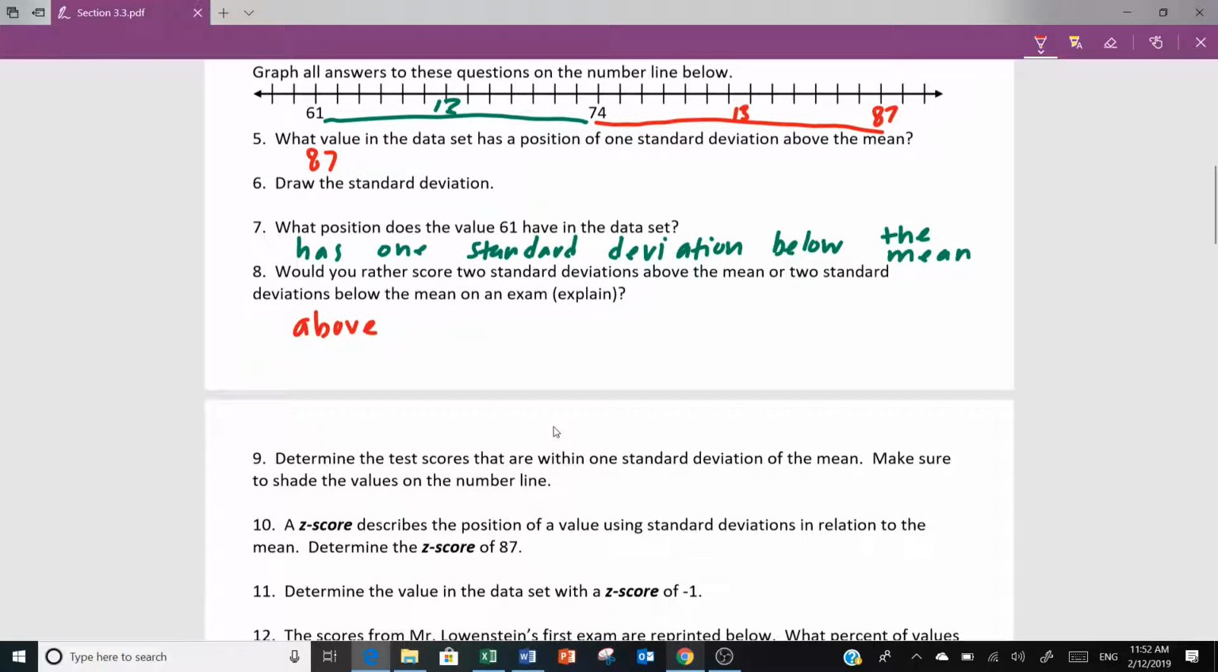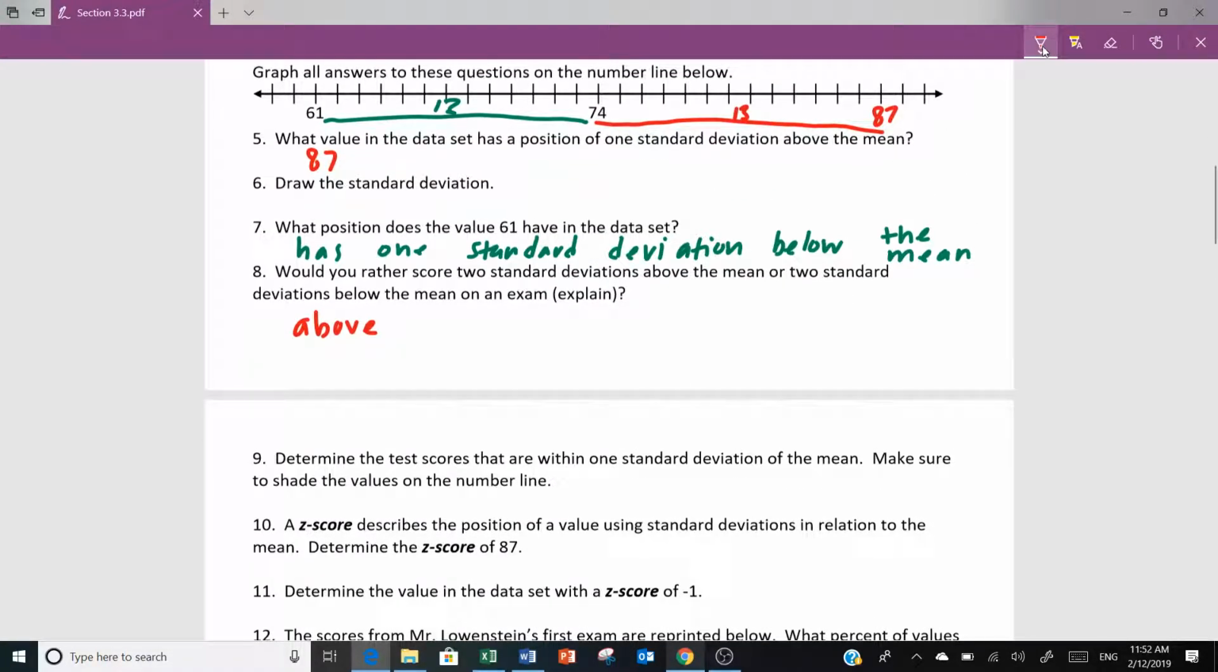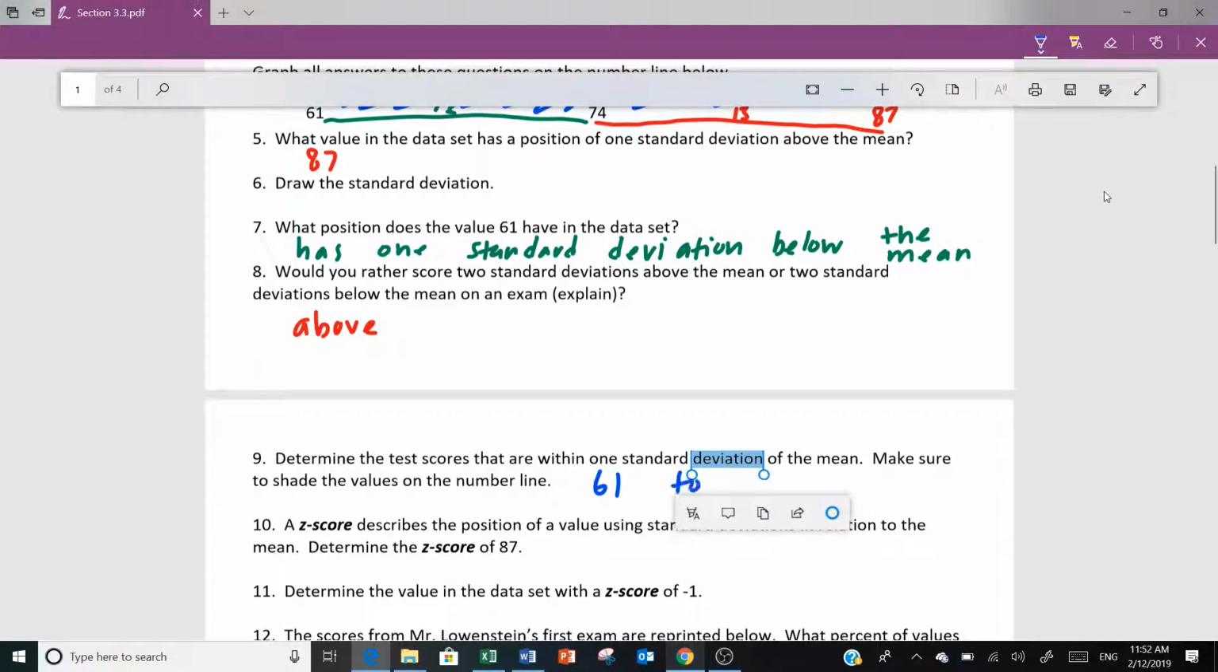What did you write for number 9? I said, I didn't write, I just shaded them in. Okay, well that's both answers. Okay, both shading. So within one means no less than 1 below and no more than 1 above. So this is what the shading should have looked like. And we see that's 61 to 87. So that's going to be the answer.